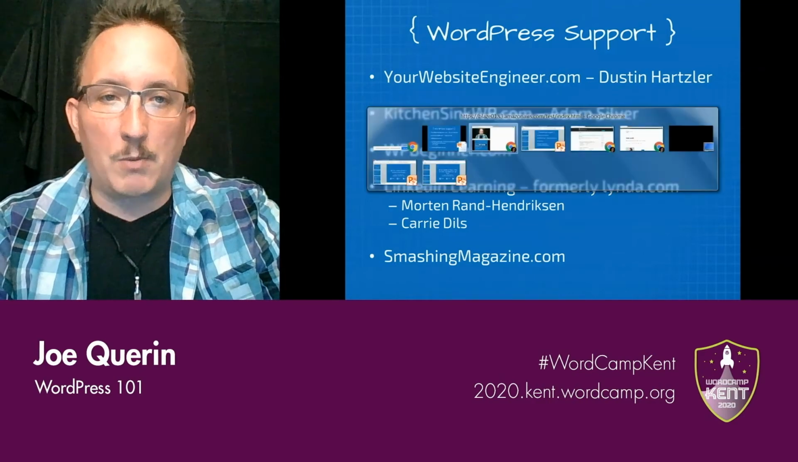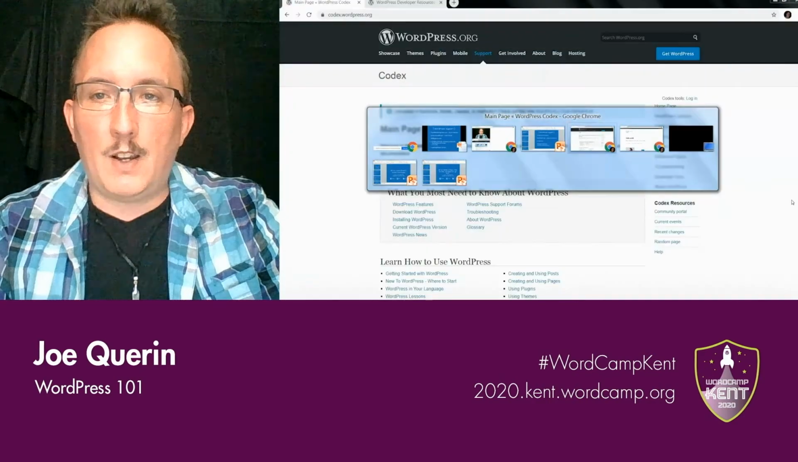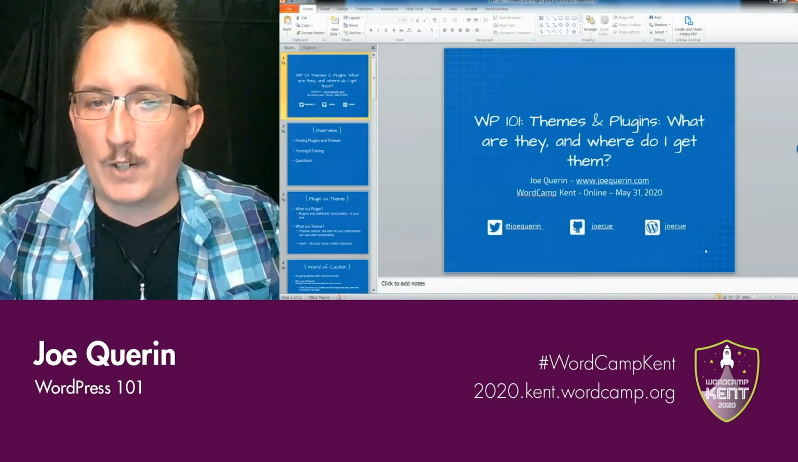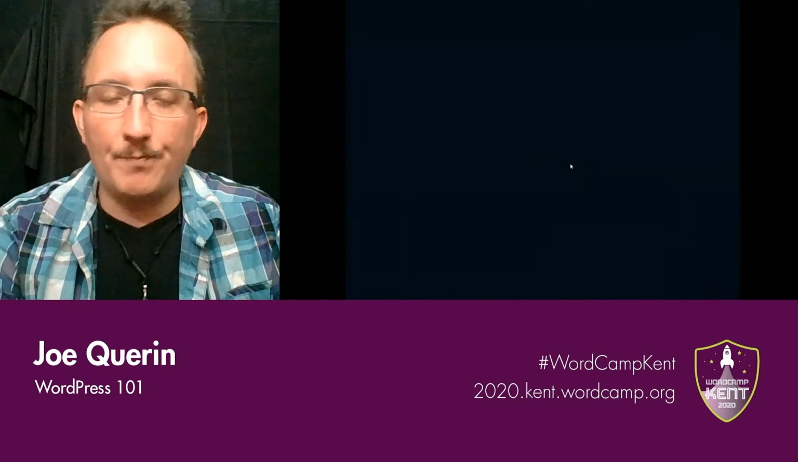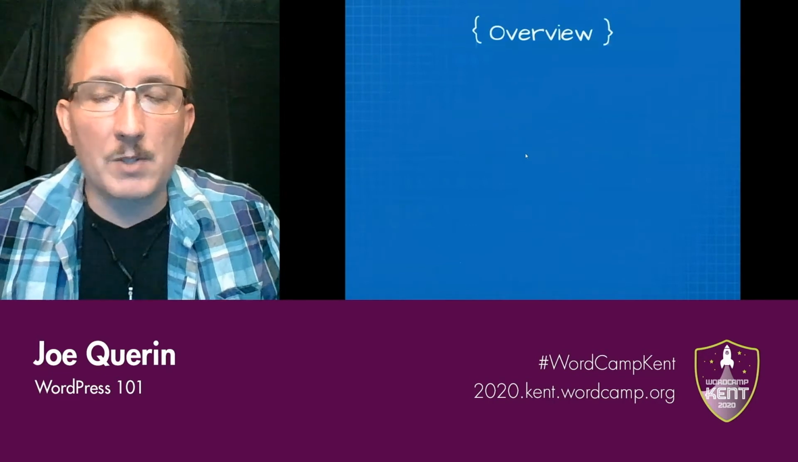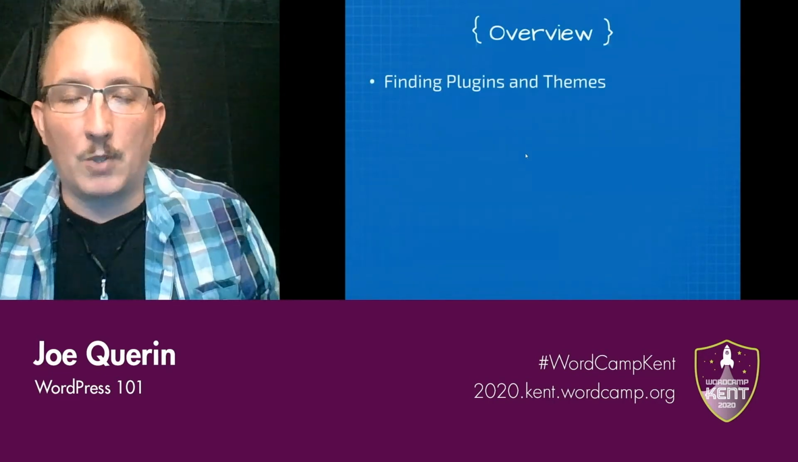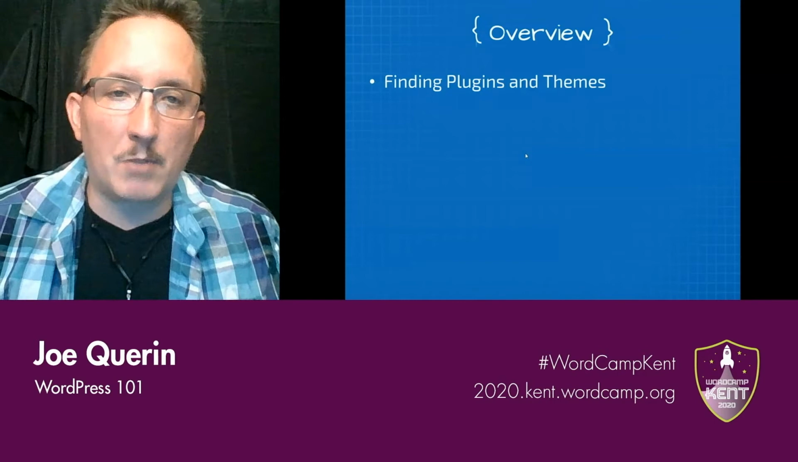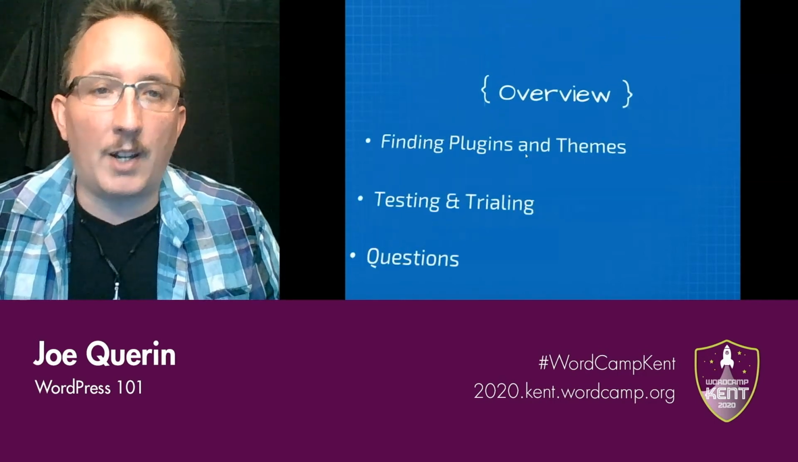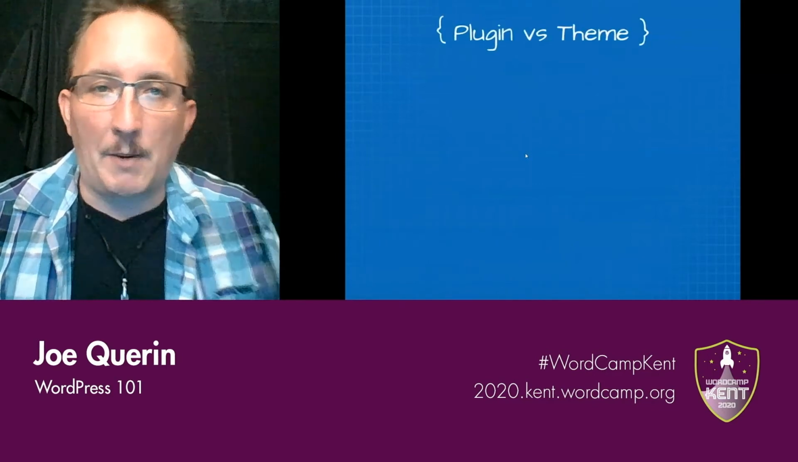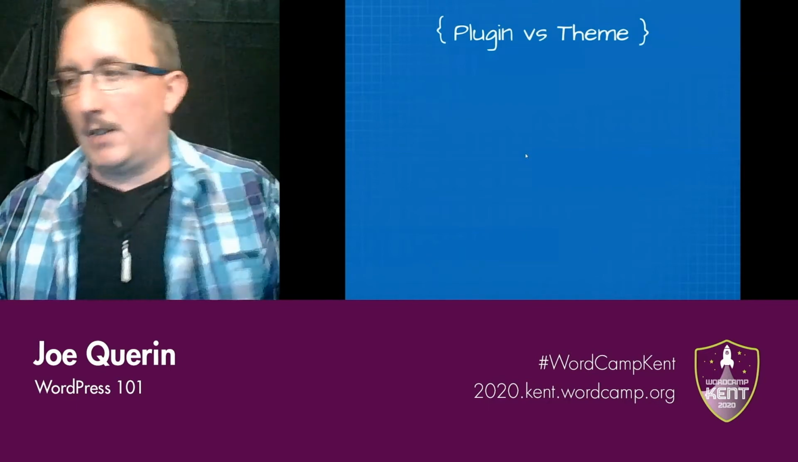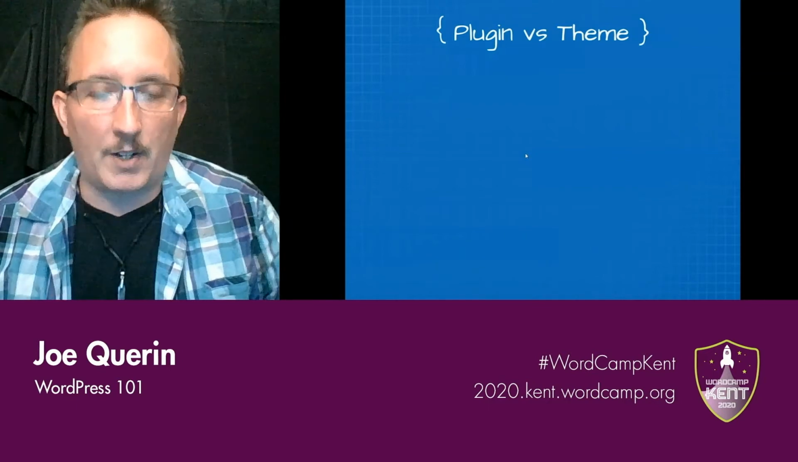So that covers our WordPress support articles I wanted to talk about. Next, we'll move into themes and plugins. What are they? Where do I get them from? We kind of talked about themes and plugins a little bit yesterday, or in the morning session. But we'll talk about finding themes and plugins. We'll talk about testing and trialing, and then hopefully we'll have some time at the end for some Q&A. And if we still have quite a bit of time after we cover plugins and themes, we'll talk about menus and custom fields and post types as well. Otherwise, we'll save those for our third session of the day.